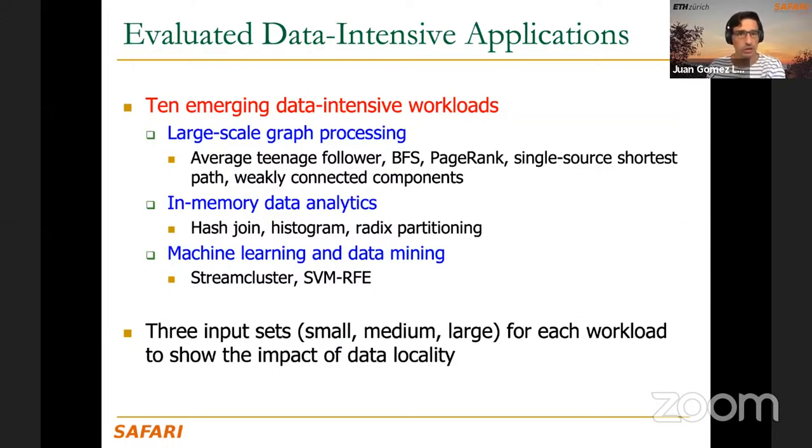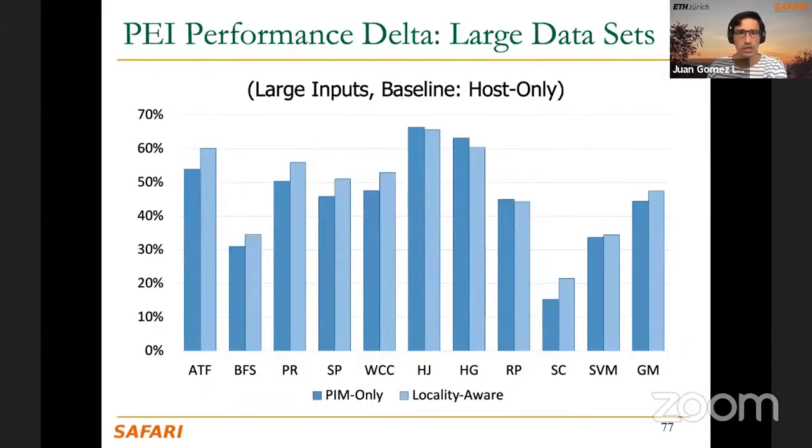And here you can find the actual workloads that were used, like for example, these graph processing workloads, like average teenage follower or BFS or PageRank, et cetera, or here in data analytics, hash join, histogram, or in machine learning, the machine learning workloads. And you can see here some of the results. These are the better results because these are for large inputs. And when we have large inputs, it's more frequent that we have to go to memory for the execution. So the workload itself turns out to be more memory bound, and this means that it can benefit more from processing in memory.